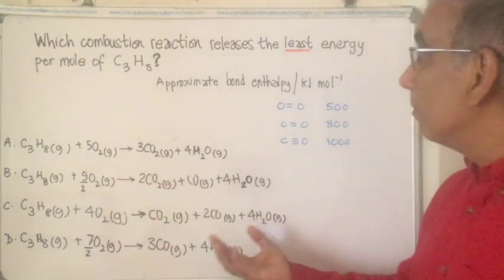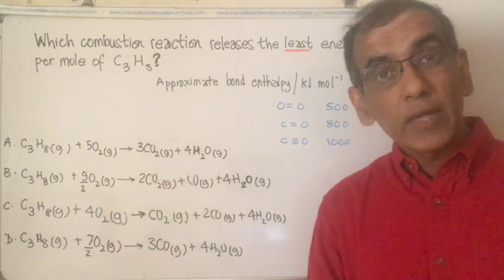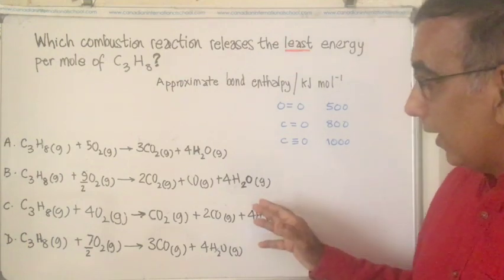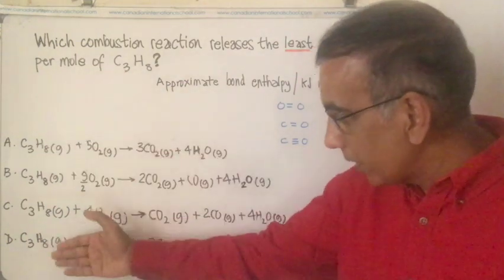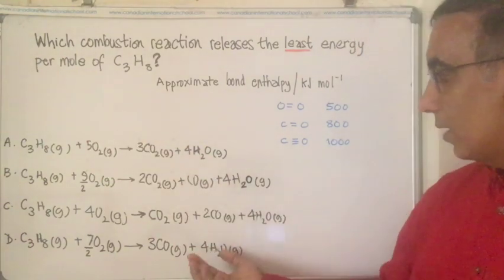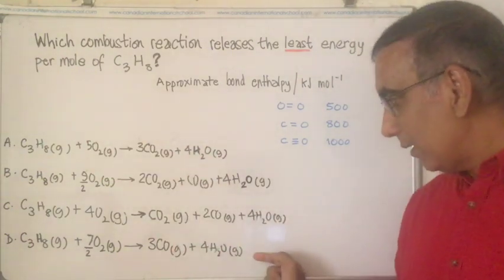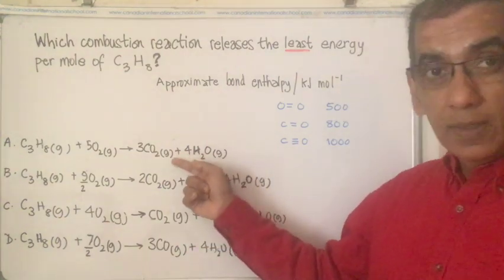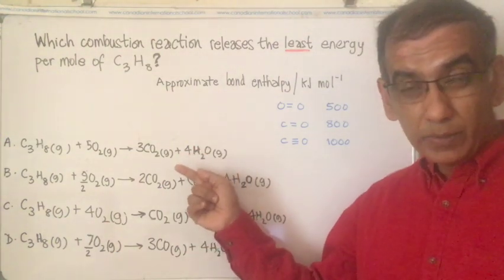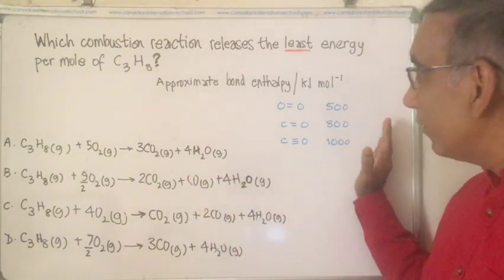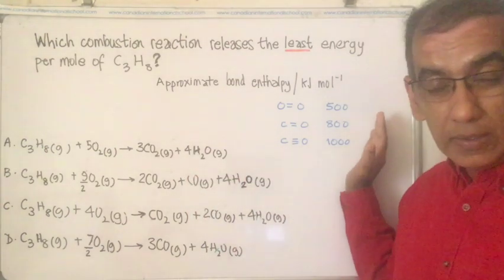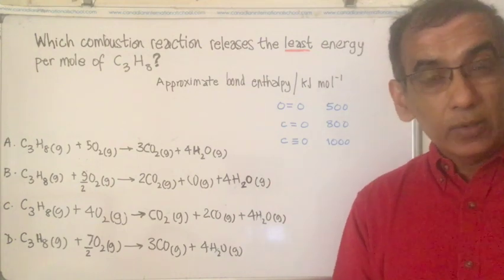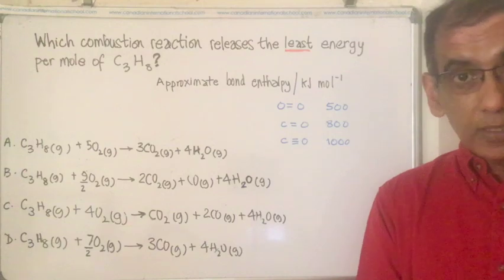All of these are combustion reactions. Combustion reactions are always exothermic, and it's the same hydrocarbon that's being combusted, but one of them here has incomplete combustion and this one has complete combustion. But you're given these bond enthalpies. Remember, in paper 1, you don't get a calculator and you don't get a data booklet.